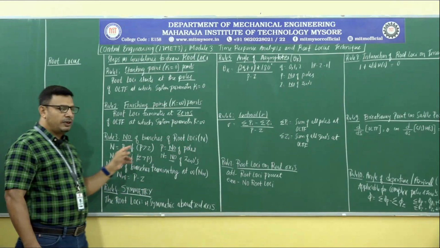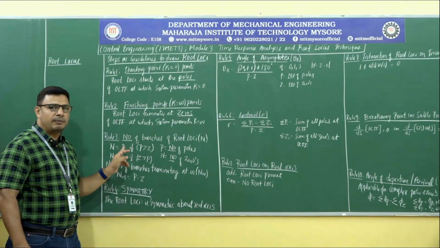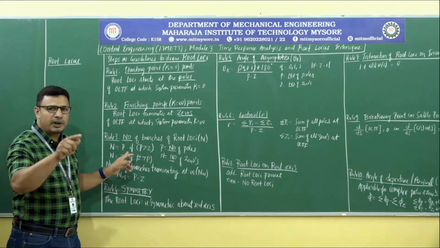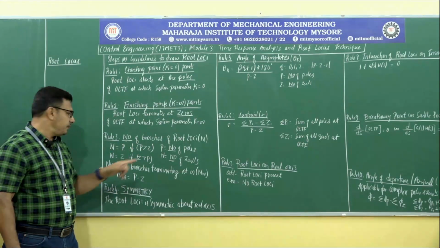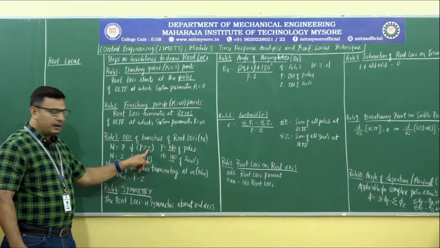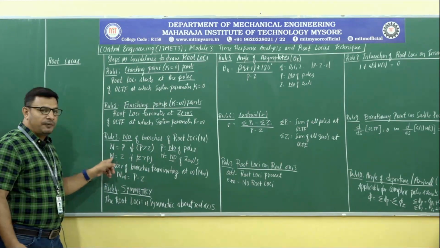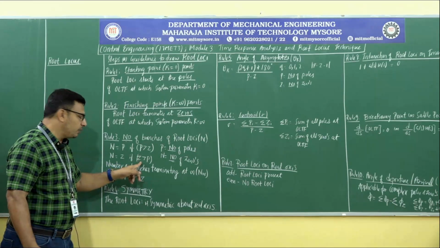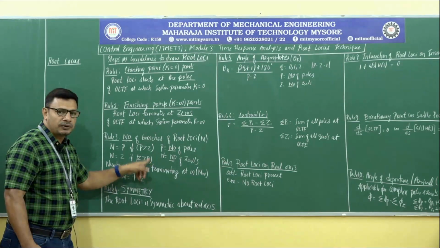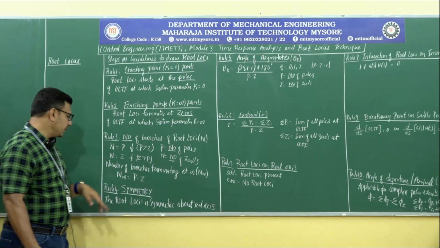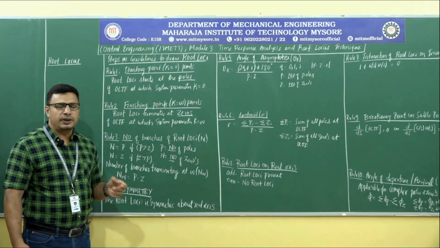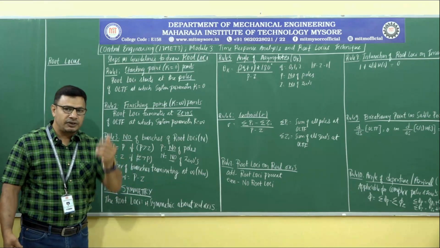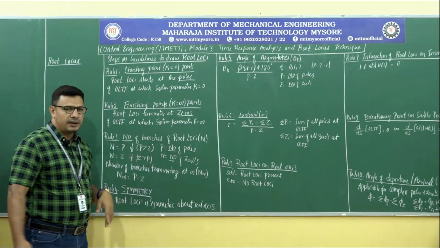Number of branches of root loci will be equal to number of poles if number of poles is greater than number of zeros. Then number of branches of root loci will be equal to number of zeros if number of zeros is greater than number of poles. This is the rule. Then, the number of branches of root loci terminating at infinity, as I just gave the example in this case, right?